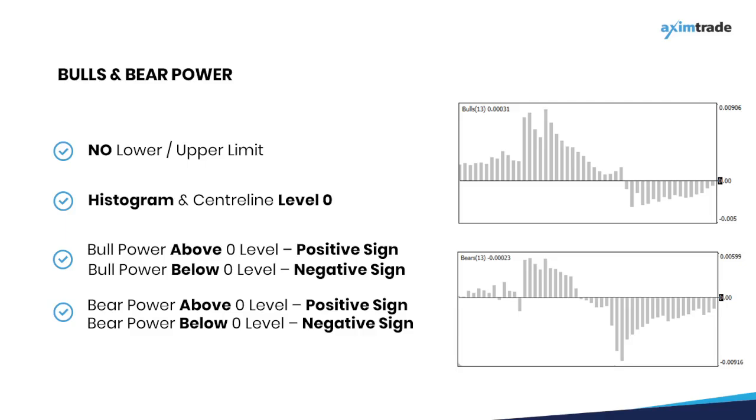As a rule of thumb, if the Bull Power indicator is above the 0 level, it indicates a positive sign in the market, and if it's below the 0 level, it indicates a negative sign in the market. Similarly, when the Bear Power indicator is above the 0 level, it indicates a positive sign in the market, and if it's below the 0 level, it indicates a negative sign in the market.